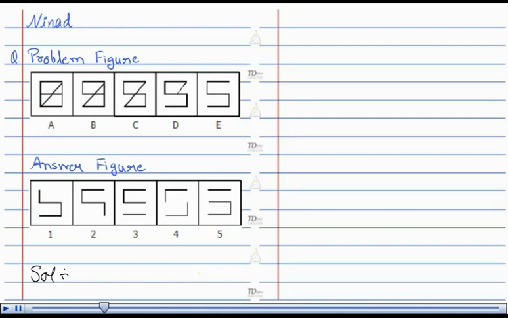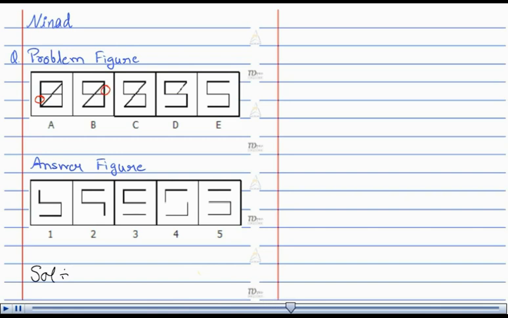Now, in this question, if we look at the figure carefully, we will see that one line segment disappears from the figure in each step, one from the lower portion and the other from the upper portion. From A to B, one line segment is disappearing, starting from the lower portion. From B to C, again a line segment is disappearing, and this time from the upper portion.